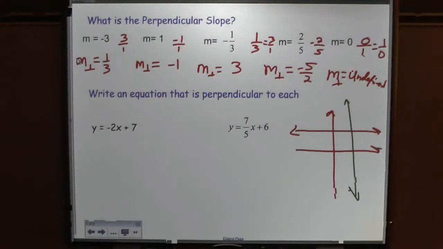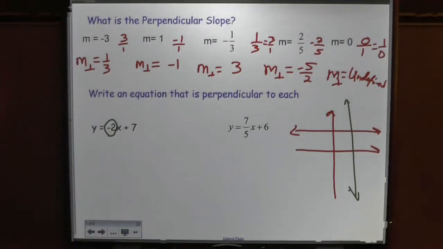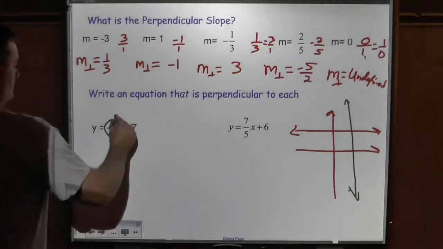All right. So the next part. Write an equation that is perpendicular to each. We have too many people make this way too hard. This is not supposed to be tough. When you do this, all you have to do is just change the slope. Just have to change the slope. If they don't tell you what the y-intercept should be, you can give it whatever y-intercept you want.